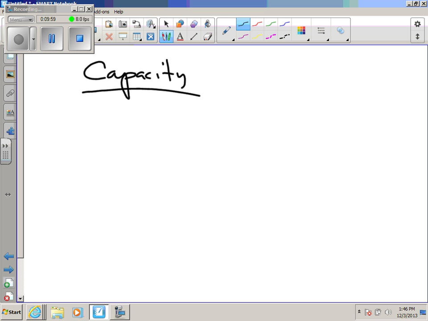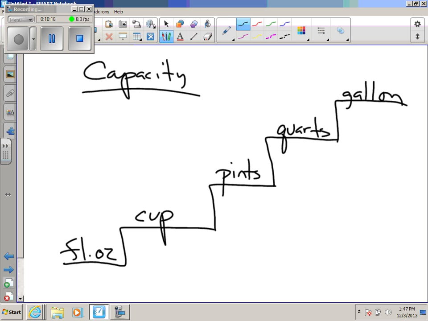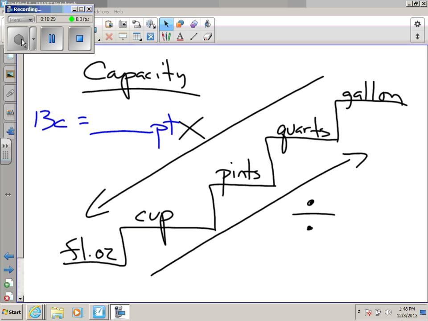Smallest for capacity, fluid ounces, followed by cups, followed by pints, quarts, and finally the big dog, gallons. As we go up, we divide. As we go down, we multiply. Take a minute and get that down.